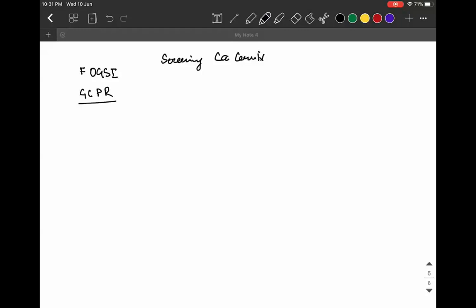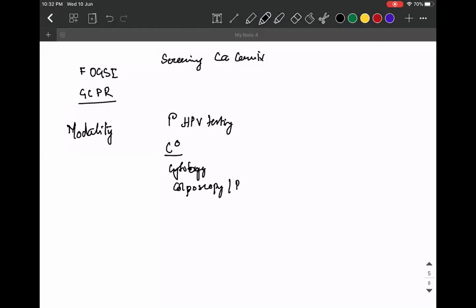The modalities in cervical cancer screening are HPV testing, which can be primary HPV testing, or co-testing. Co-testing means testing with cytology, so HPV testing plus cytology is called co-testing. Other modalities are cytology alone, not associated with HPV testing, colposcopy and biopsy, and visual inspection with acetic acid.